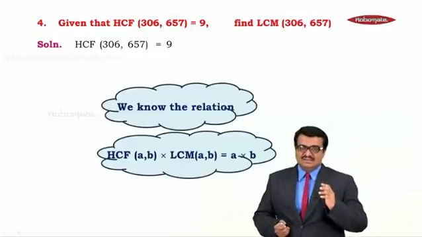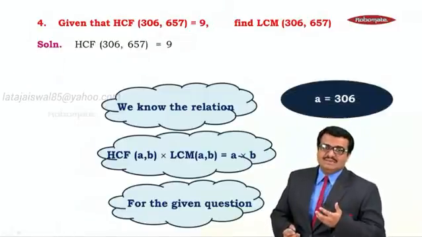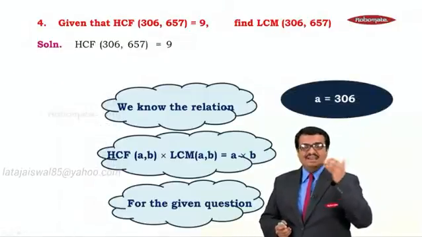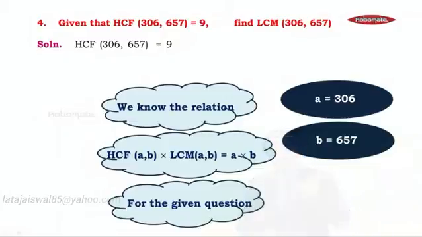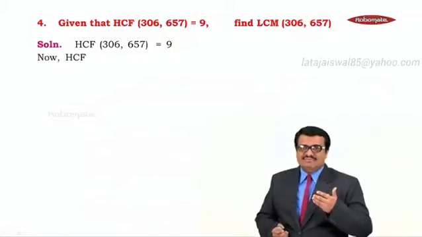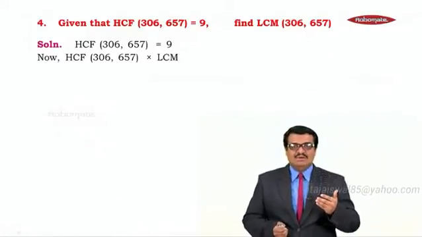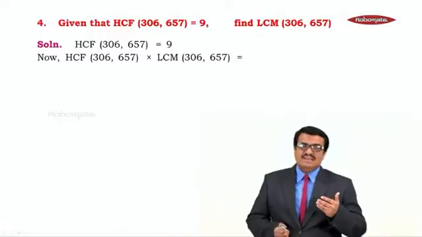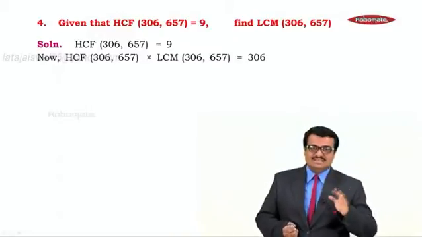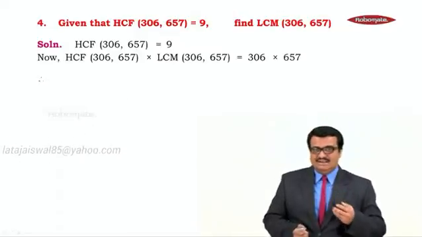We know this relation. Now which are the two numbers here? For the given question, the number A is 306 and the number B is 657. So HCF of 306 and 657 into LCM of 306 and 657 is equal to the product of the two numbers, that is 306 and 657. Now whatever we know, let us write it.